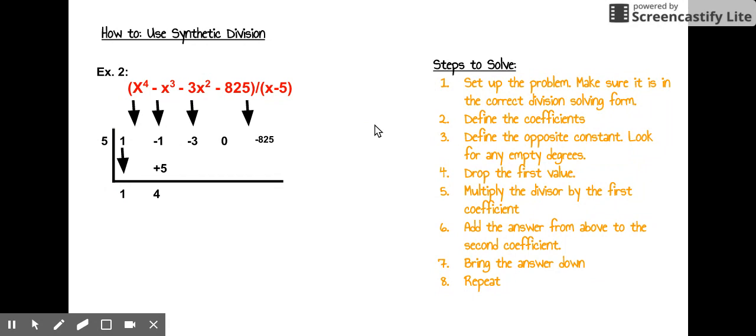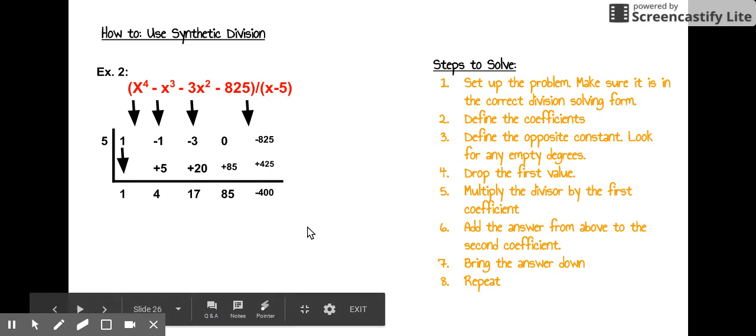Then you multiply again, 5 and 4, 20. It's almost like a stair step action, because you're going from the next one to the next one to the next column. So you have -3 plus 20, which is 17. 5 times 17 is 85. 0 plus 85 is 85. 5 times 85 is a positive 425. And then you get -400. That's how that one works.